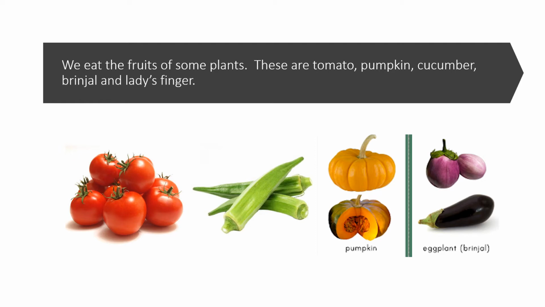Let's spell out the names. Tomato, T-O-M-A-T-O, tomato. P-U-M-P-K-I-N, pumpkin. C-U-C-U-M-B-E-R, cucumber. B-R-I-N-J-A-L, brinjal. L-A-D-Y apostrophe S, lady's finger. F-I-N-G-E-R, finger, lady's finger. So let's read again. We eat the fruits of some plants. These are tomato, pumpkin, cucumber, brinjal and lady's finger.